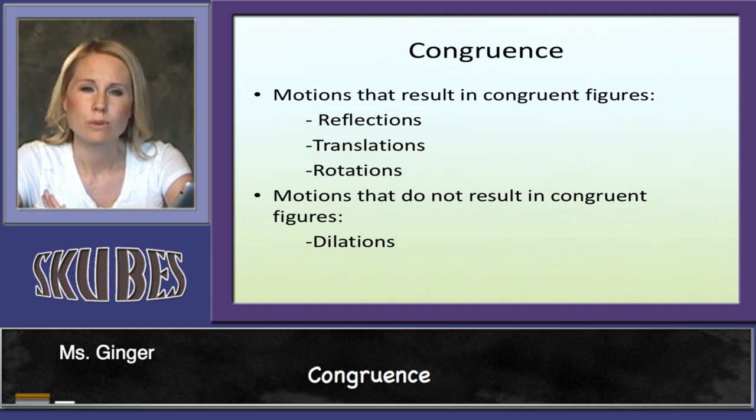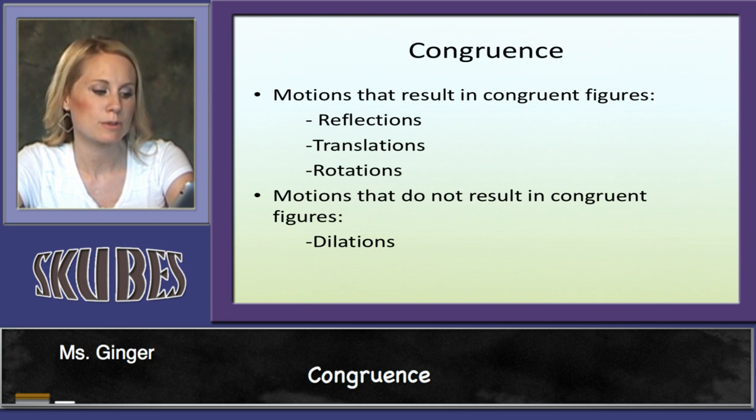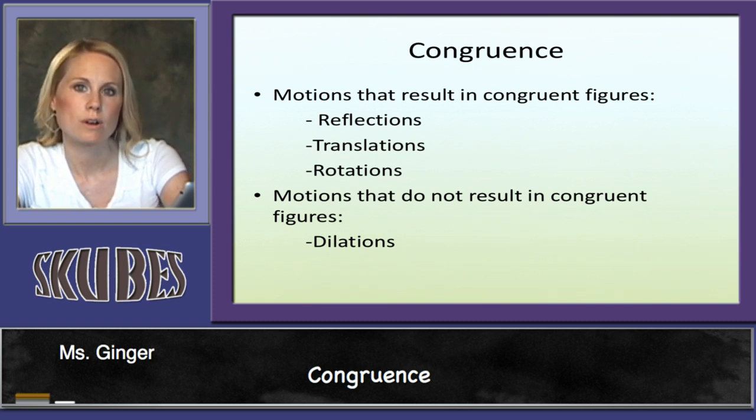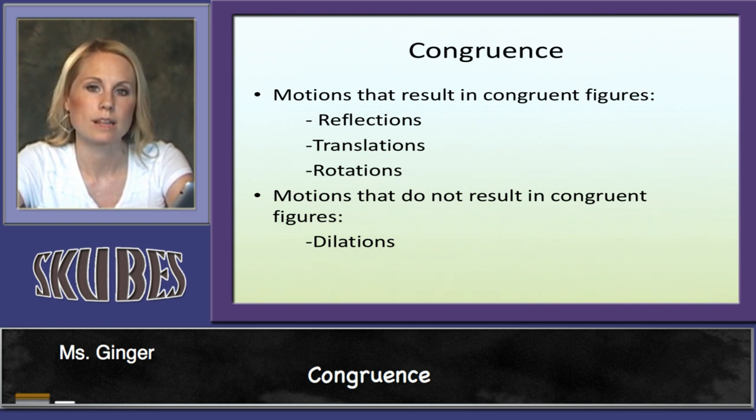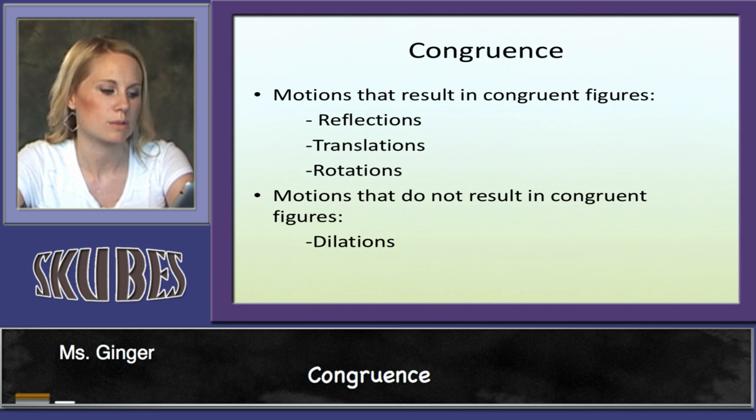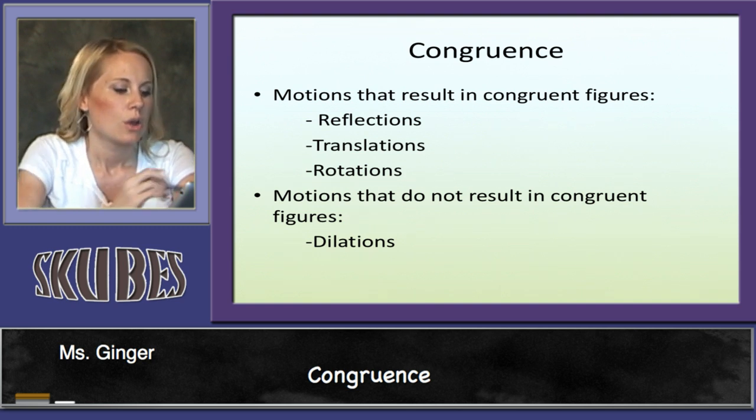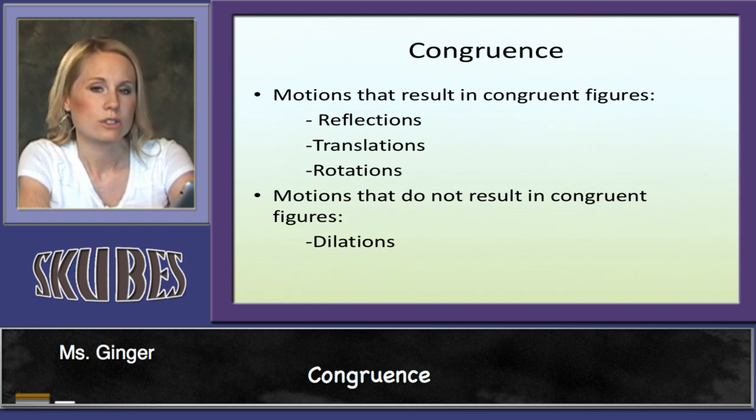Motions that result in congruent figures are going to be your reflections. That is sort of a flipping around a line of symmetry. Translations, we're just moving the figure somewhere else on a grid. We're moving it left to right, up or down. Vertical shifts, horizontal shifts, that's going to be your translations. Rotations, those are our turns. We can turn the figure a certain amount of degrees.